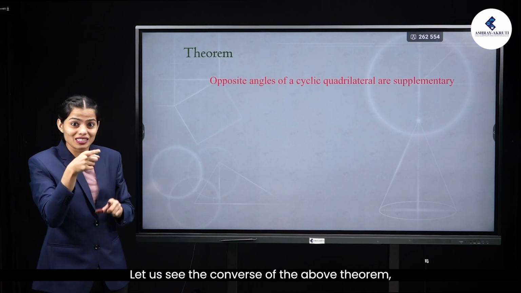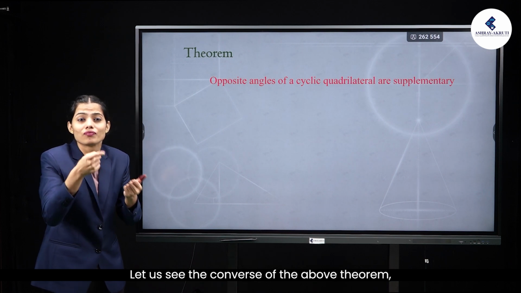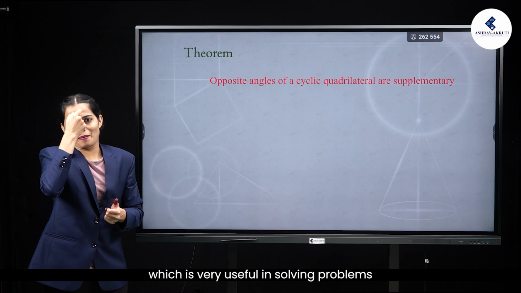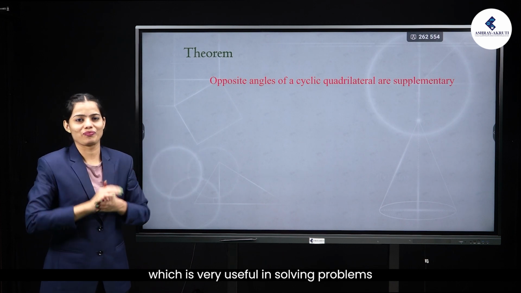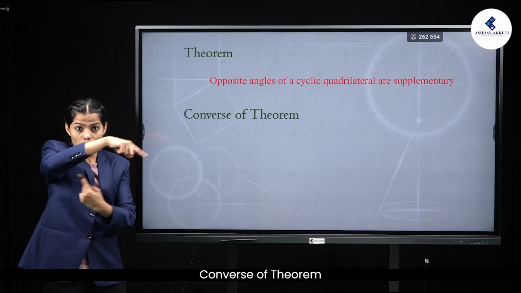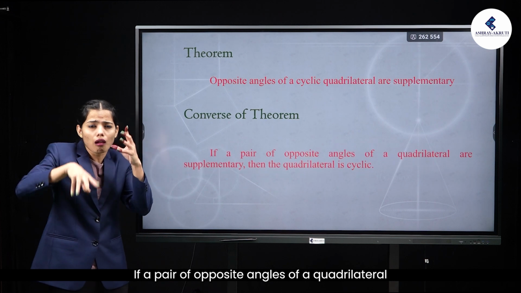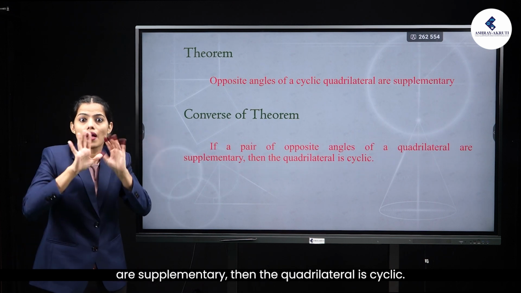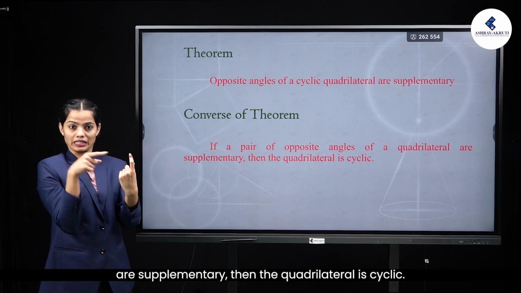Let us see the converse of the above theorem, which is very useful in solving problems. Converse of theorem: if a pair of opposite angles of a quadrilateral are supplementary, then the quadrilateral is cyclic.